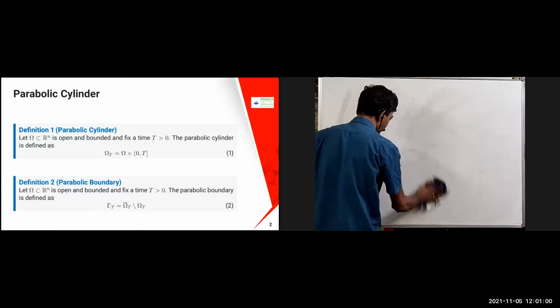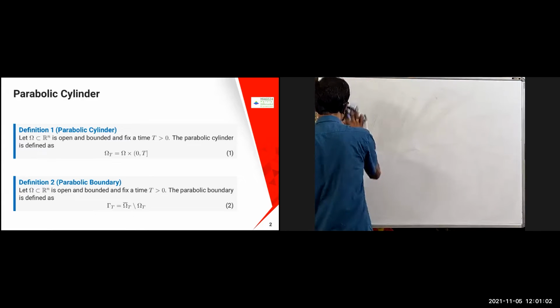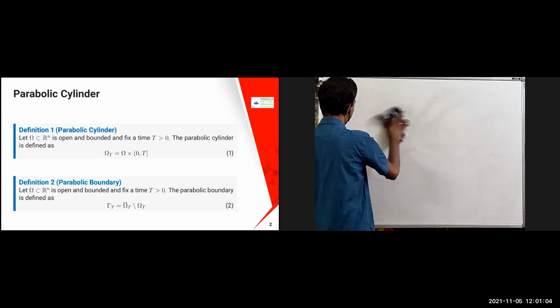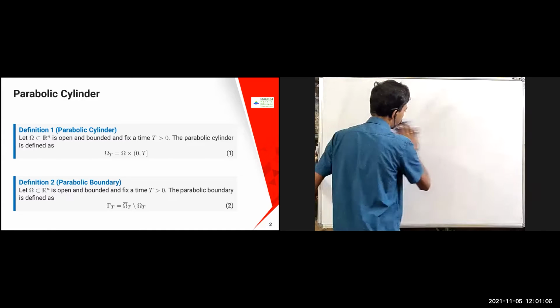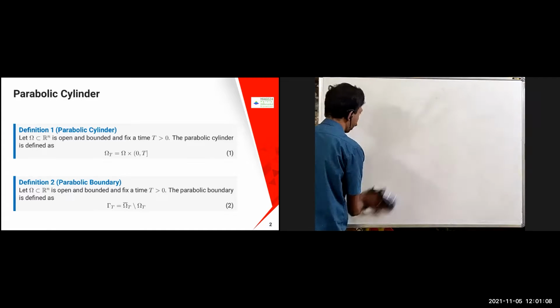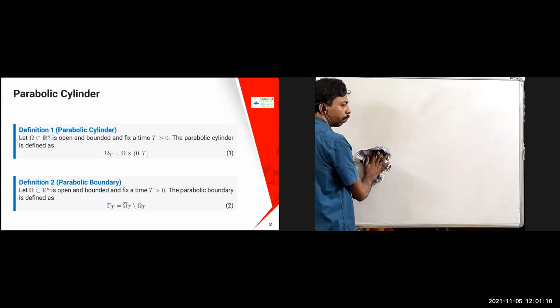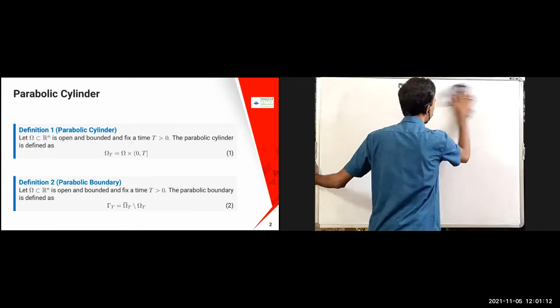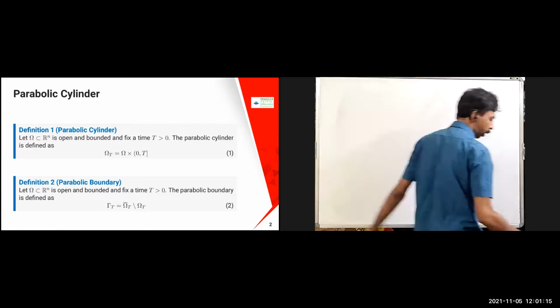So almost in the next class, in this class also we'll discuss the heat equation. I think after that we'll go for the nonlinear PDE and second order PDE, some simple problems. Okay, so let us start that.